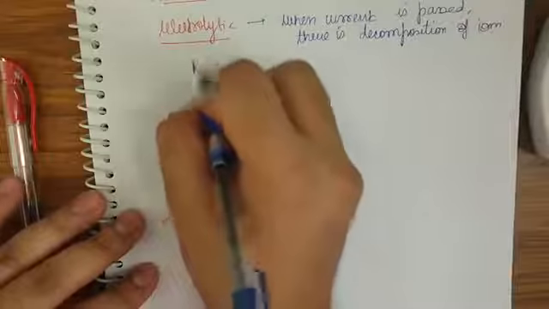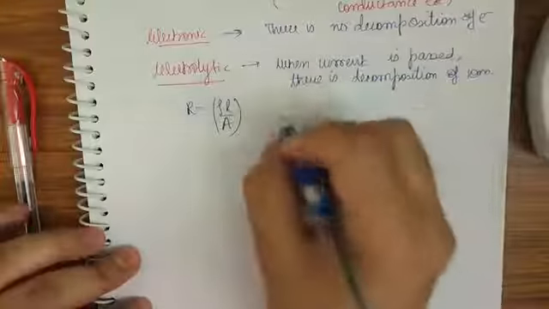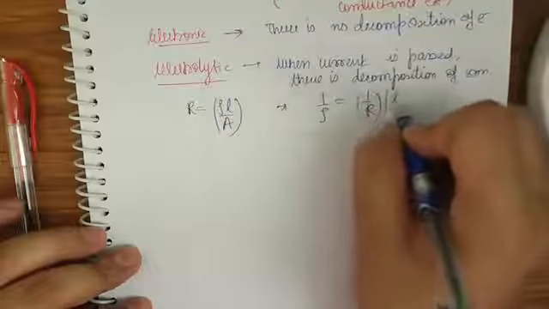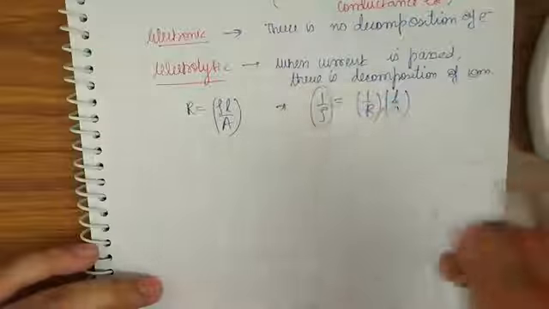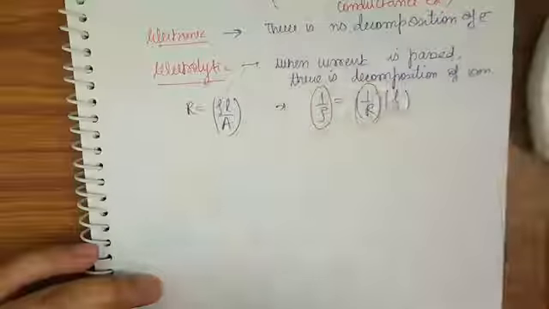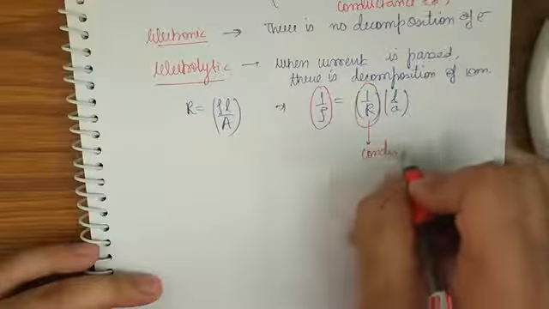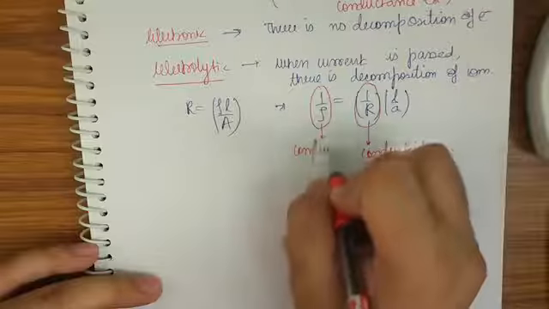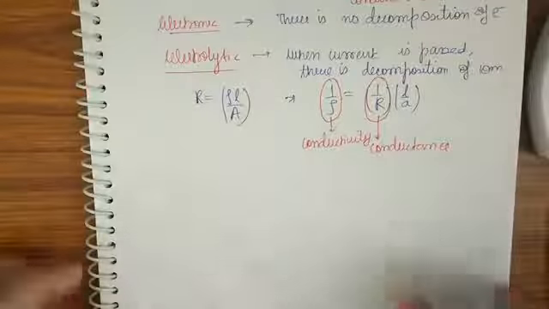Now we all know from physics that R is equal to rho L upon A. Now taking rho to the other side, I get 1 by rho is equal to 1 by R into L by A. Now 1 by rho is known as conductivity and 1 by R is known as conductance. I will be denoting conductivity by K and conductance by C.